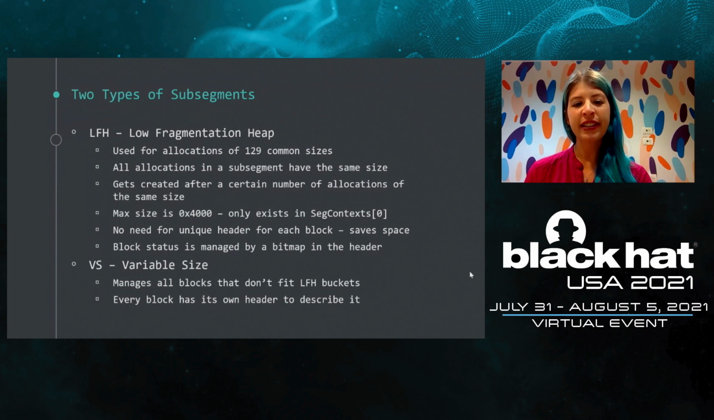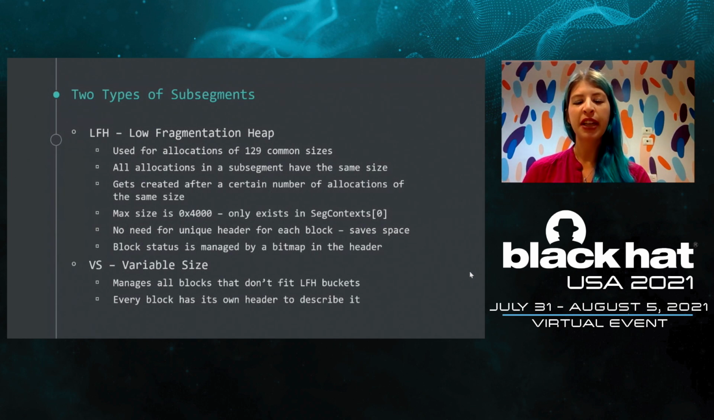And when I say common size, I mean one of 129 common sizes that were hard-coded in the kernel, things like 10 bytes, 20 bytes, 30 bytes, 100 bytes, 200 bytes, sizes that we expect to see very often in the kernel. And for those sizes, we have one type of subsegment called LFH, or low fragmentation heap. Because if we have a lot of pool blocks of size, let's say 20 bytes, then we don't necessarily need to have a pool header for each of them.